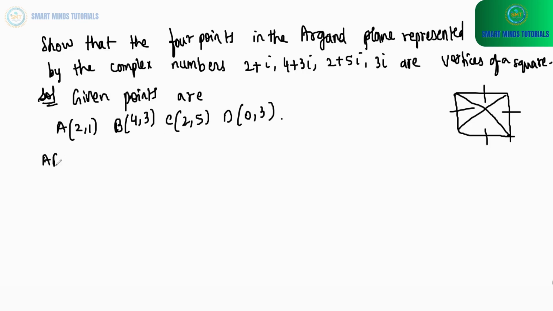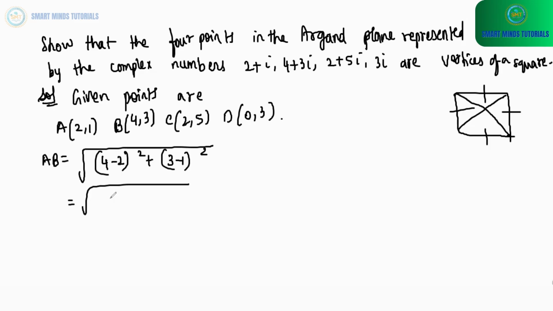Now we will find out AB first. We'll find all the sides. We use the distance formula. What is the distance formula? Square root of (x2 minus x1) whole square plus (y2 minus y1) whole square. So (4 minus 2) whole square plus (3 minus 1) whole square. So that is root over 2 square plus 2 square. That is root 8. This is AB.